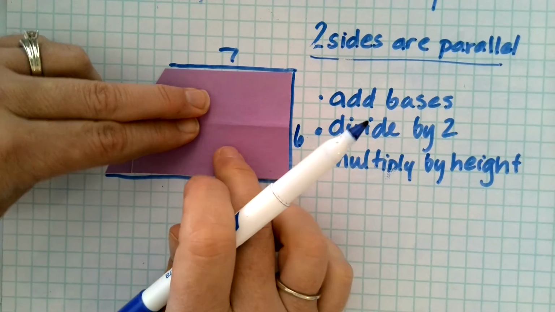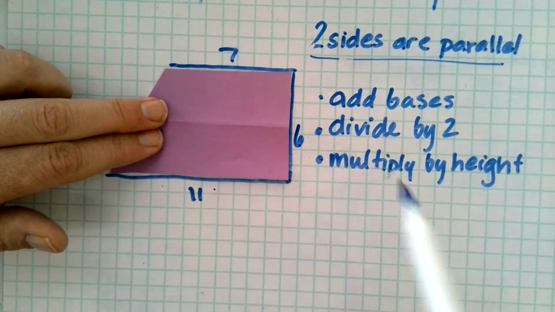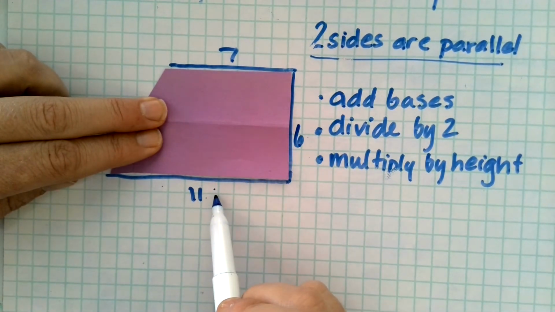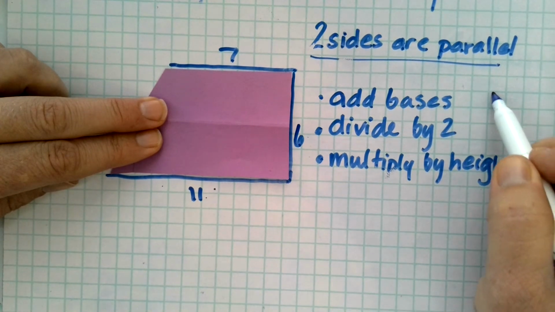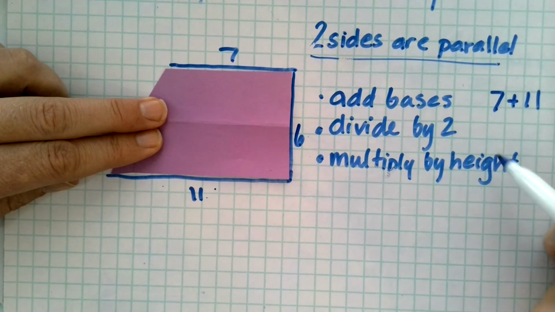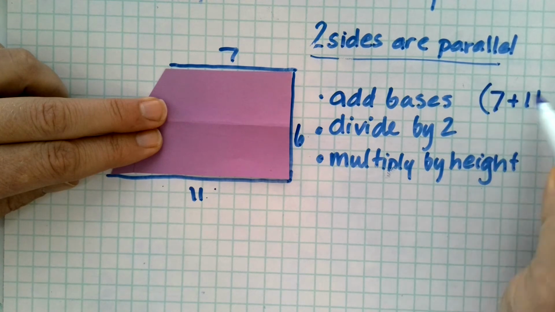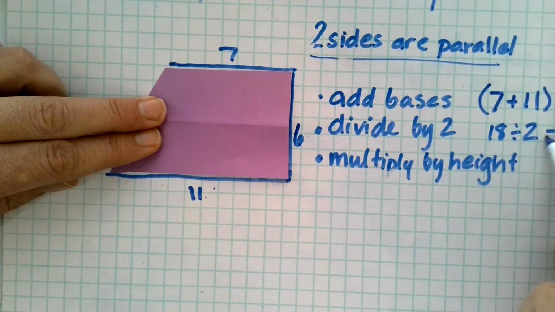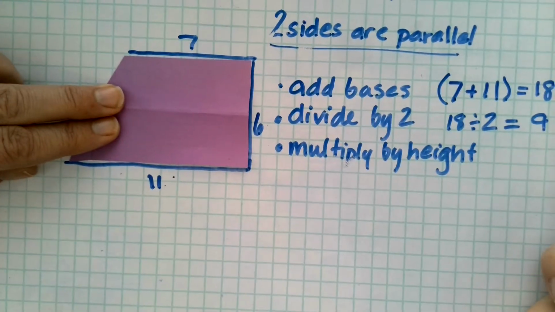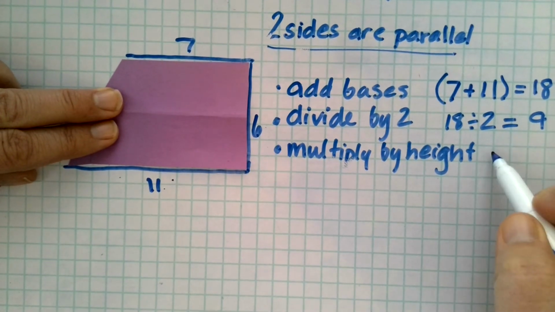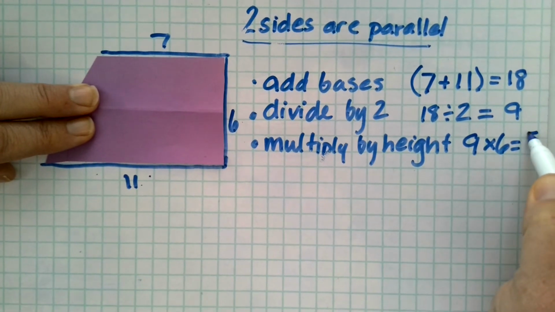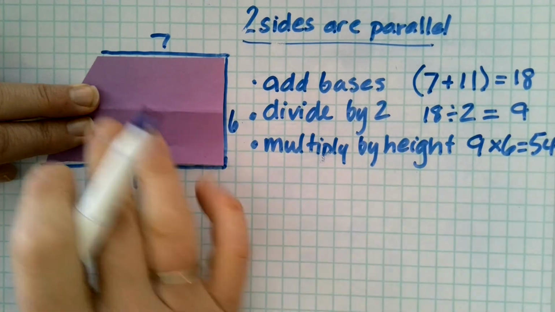So we're going to look at another trapezoid here. We have this figure, and our two bases, remember, are the parallel lines. So we have 7 and we have 11. We are going to add our bases up. So we have 7 plus 11, divide by 2. Okay, so 7 plus 11 is 18. We're going to divide 18 by 2 and end up with 9. Okay, then we're going to multiply by the height. So our height is 6, so we would say 9 times 6 equals 54. And we've found the area of the trapezoid.